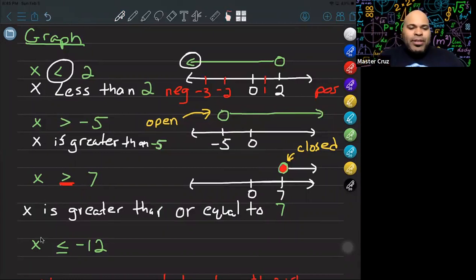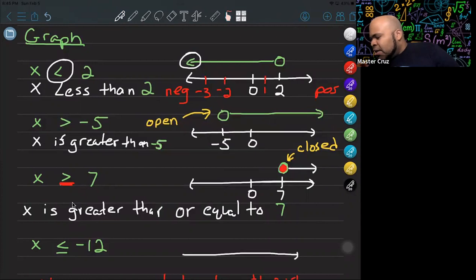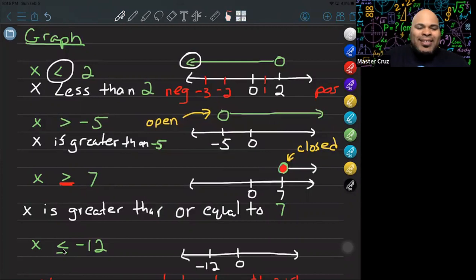The last example that I have, can you do it before I do it? That would be pretty cool. If you want to pause this video, you can, and give it a shot and then continue the video. But it's going to be very straightforward. This is 0. We have to label this at -12. And then this reads x is less than or equal to.